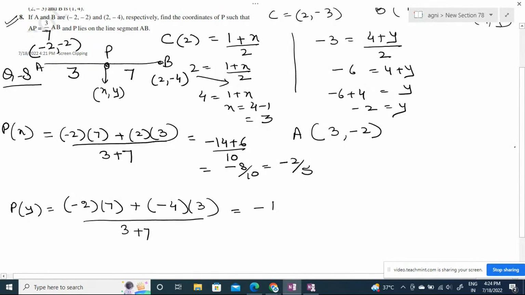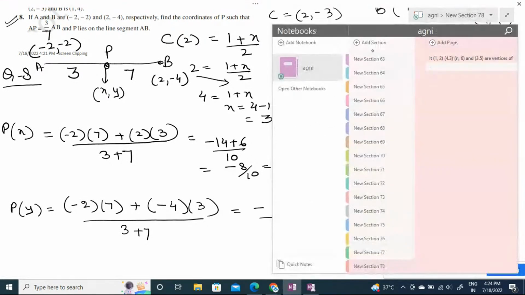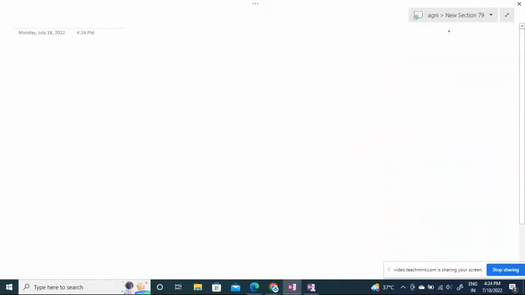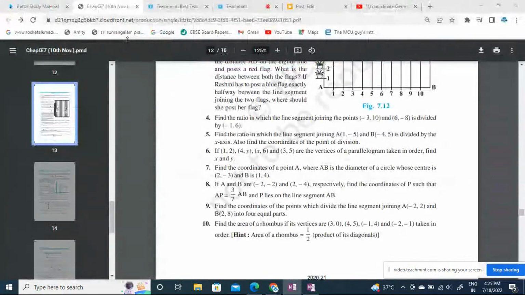Here we get -14 -12 over 10. That is -26 over 10. That is -13 over 5. So its coordinates are -2 by 5 and -13 by 5. Now I'm shifting to another question. Ninth and 10th.